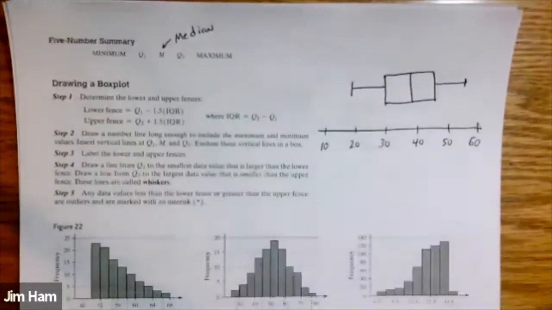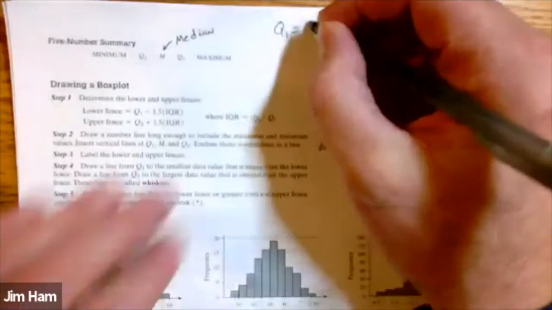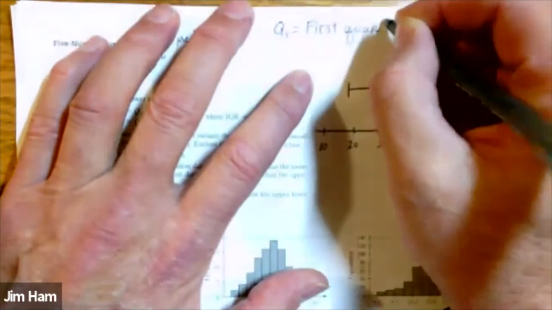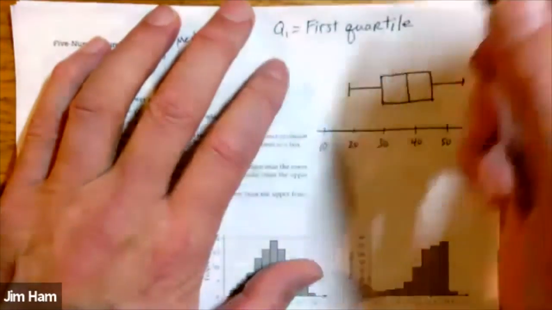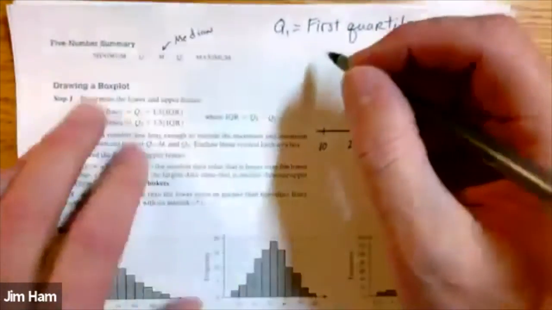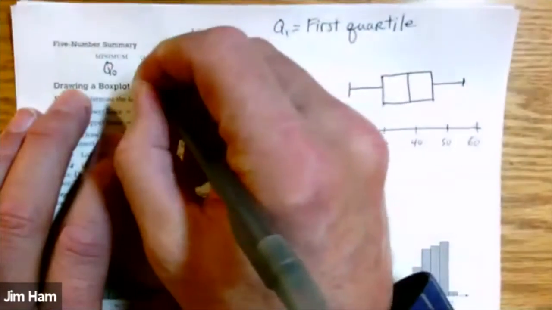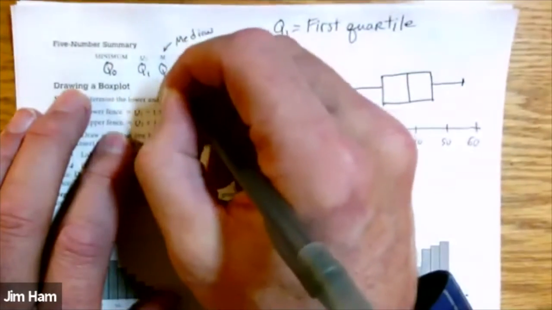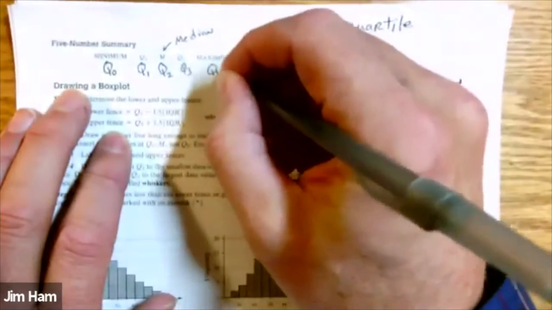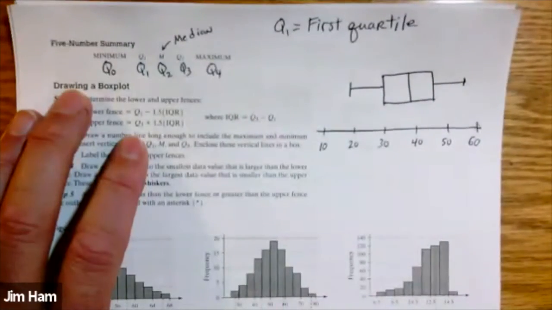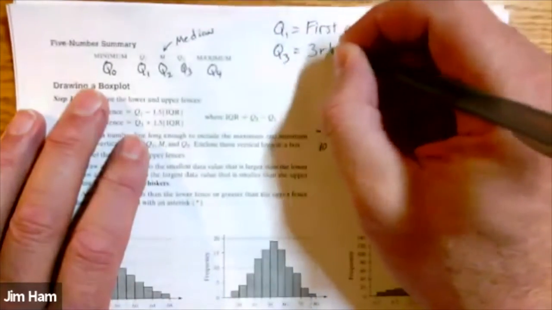Now, to find these, these are called quartiles, Q1 and Q3. Q1 is the first quartile, and a quartile is a percentile, but it's a 25 percentile. So there are 5 of them. The minimum is like the 0th quartile, and then you've got Q1, the first quartile, and then the second quartile is the median, and then the 3rd quartile, and then the 4th quartile is the maximum. So there are those quartiles. Q3 is the 3rd quartile.